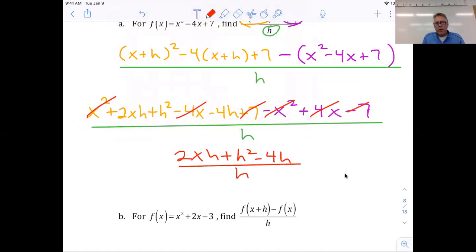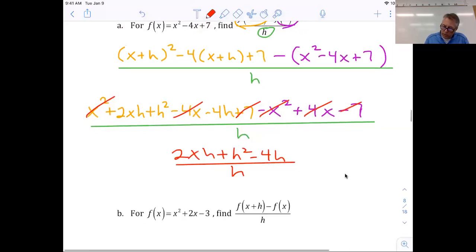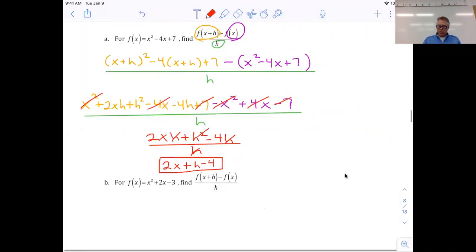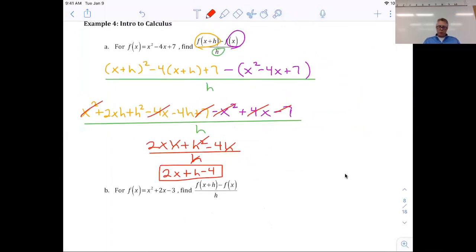And that's all over h. And we have one more step. Because I have h's all on top and the bottom, I can cancel an h from here, here, here, and here. And we're left with 2x plus h minus 4. That is our answer. That is our difference quotient.